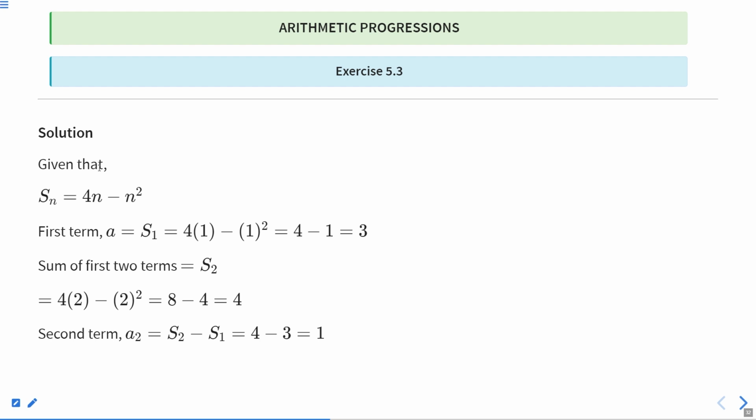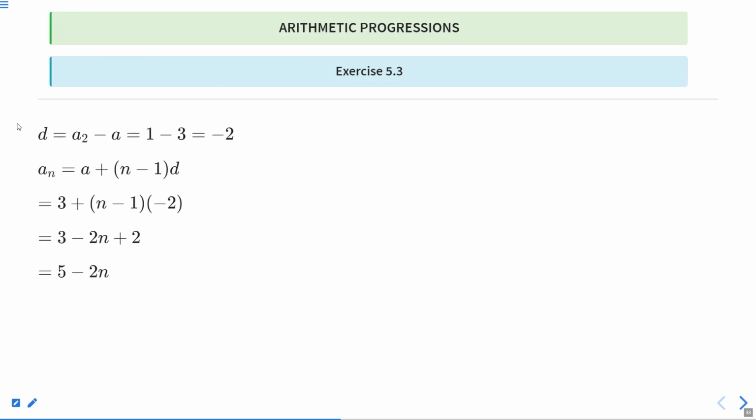We are given that Sn is equal to 4n minus n square. So the first term A is equal to S1, which is equal to 4 times 1 minus 1 square, that is equal to 4 minus 1, which is equal to 3. The sum of first two terms S2 is equal to 4 times 2 minus 2 square, that is equal to 8 minus 4, which is equal to 4. So the second term A2 is equal to S2 minus S1, which is equal to 4 minus 3, which is equal to 1.